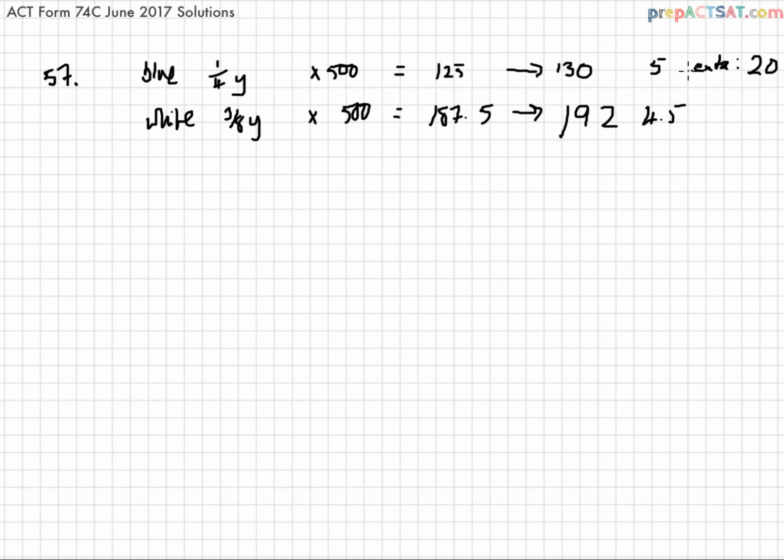Now each one takes 3/8 of a yard of white material, so the extra is 4.5 divided by 3/8, which is 12. So the extra blue material was enough for them to make 20 extra banners. The extra white material was enough for them to make 12 extra banners. So the number of extra banners they could have made is actually 12, which is A.